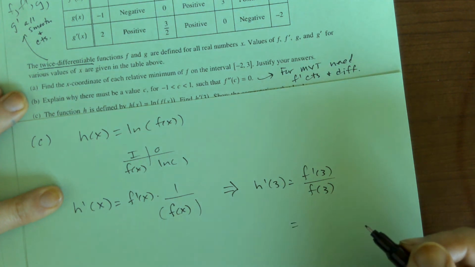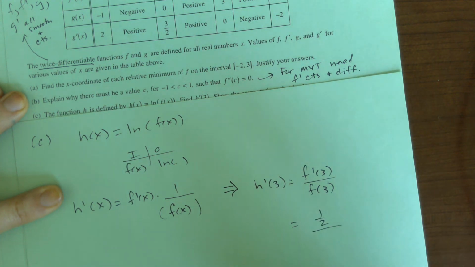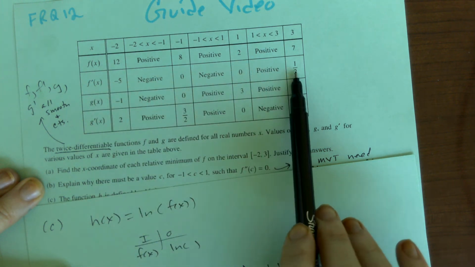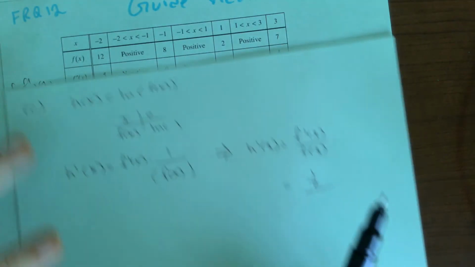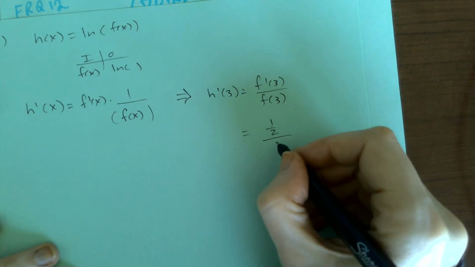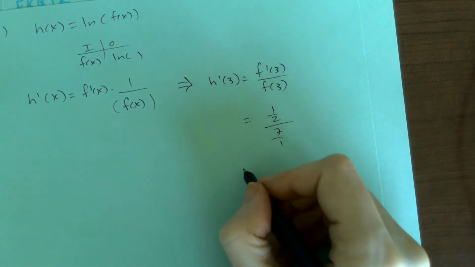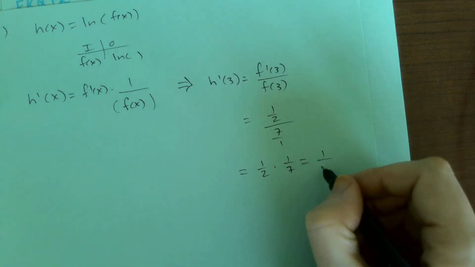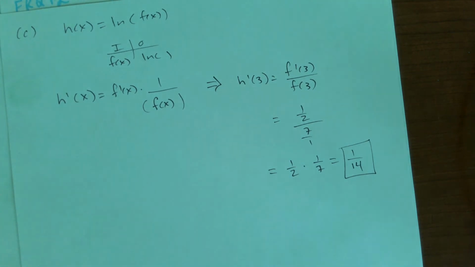I look at the table. F prime of 3 in the table is a half. Yeah, f prime of 3 is a half. And then f of 3 is 7. Okay, so it's 1/2 divided by 7. And you could do 7 over 1. Keep change flip. 1/2 times 1/7 is 1/14. And this is 3 points.